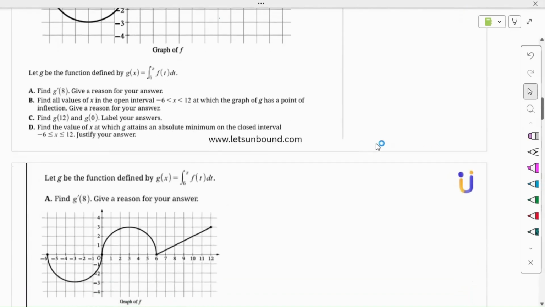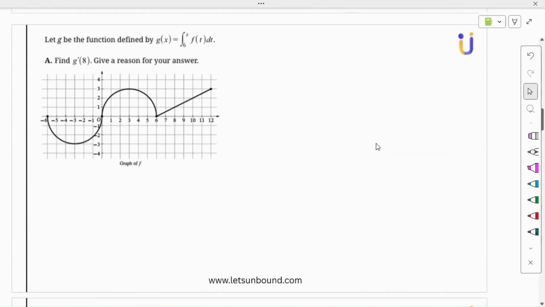First, part A is about finding g prime of 8. g is the function defined, and now I need to find g prime of 8. So you need to find what g prime of x is, right? So let's start with our g of x, which is given. g of x is the integral from 6 to x of f of t dt. If you differentiate on both sides, g of x will become g prime of x.